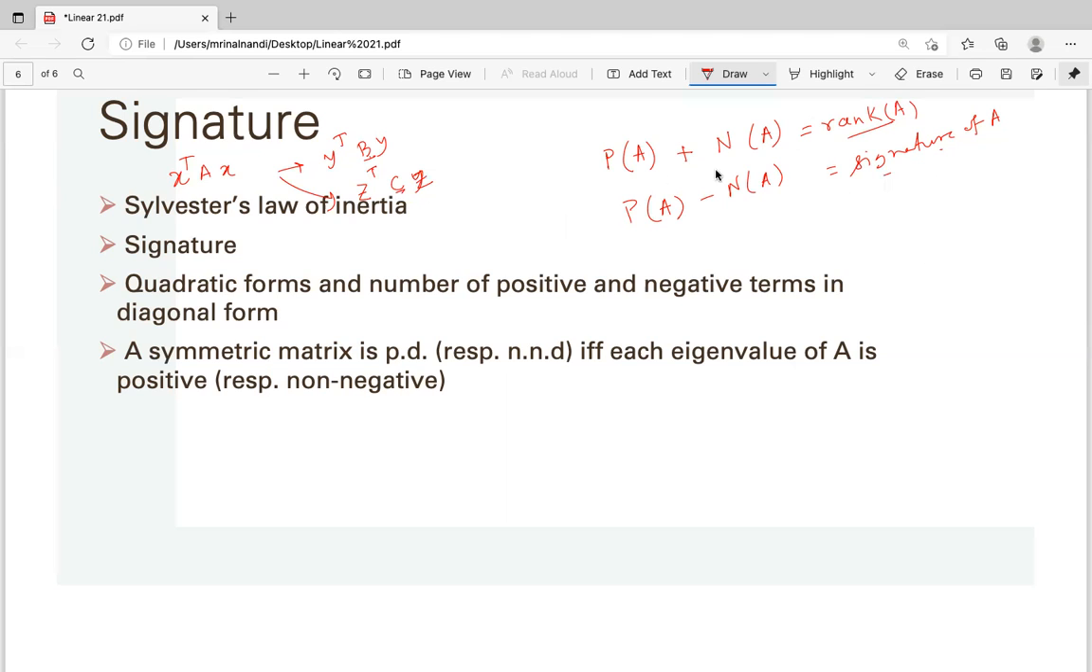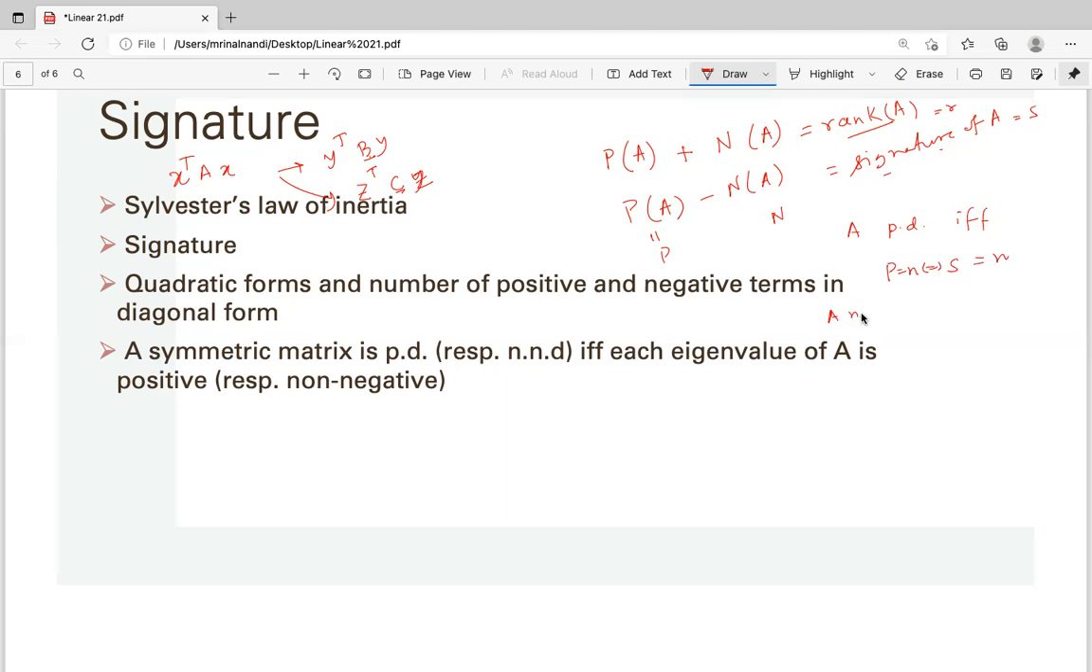Now, let us take P as the number of positive terms, N as the number of negative terms, rank R, and signature S. There is a quick result: A is positive definite if and only if S equals P equals R, that is, N equals 0 and R equals full rank. Positive definite is actually non-singular.